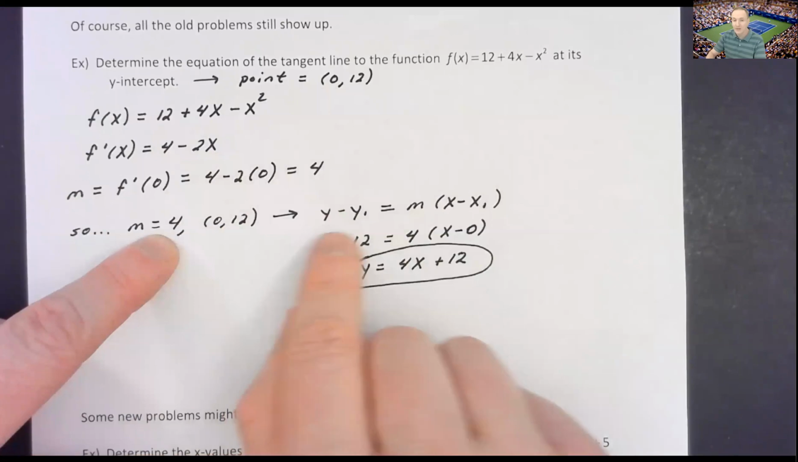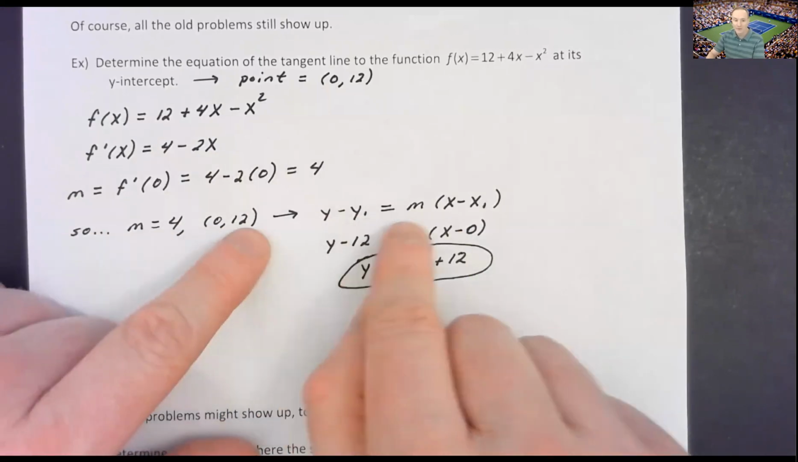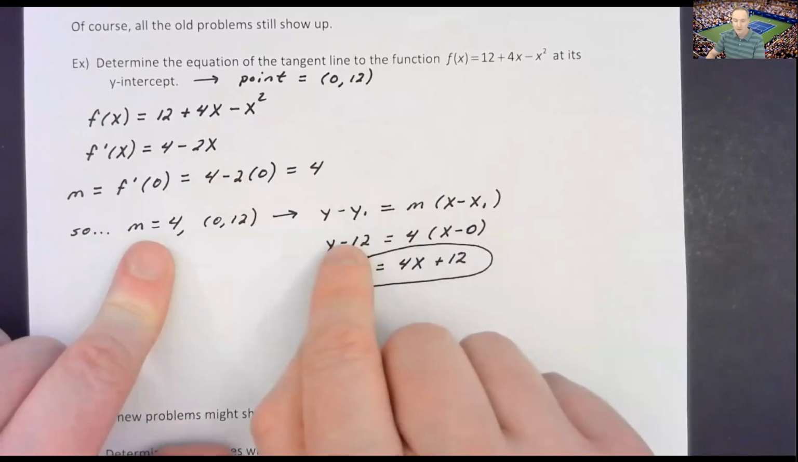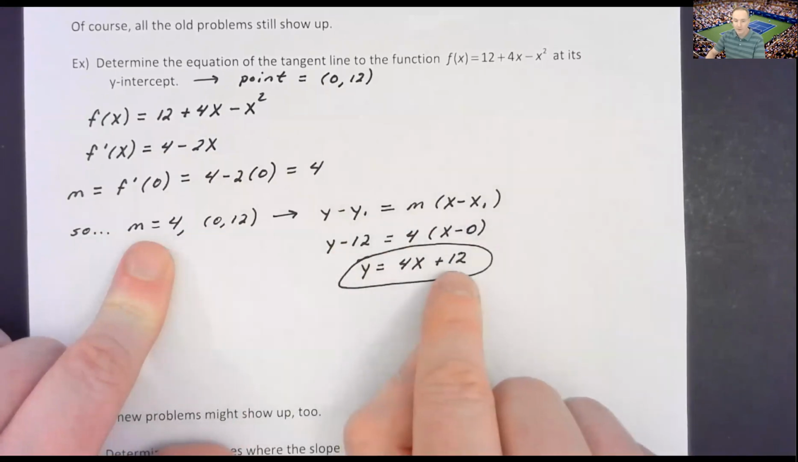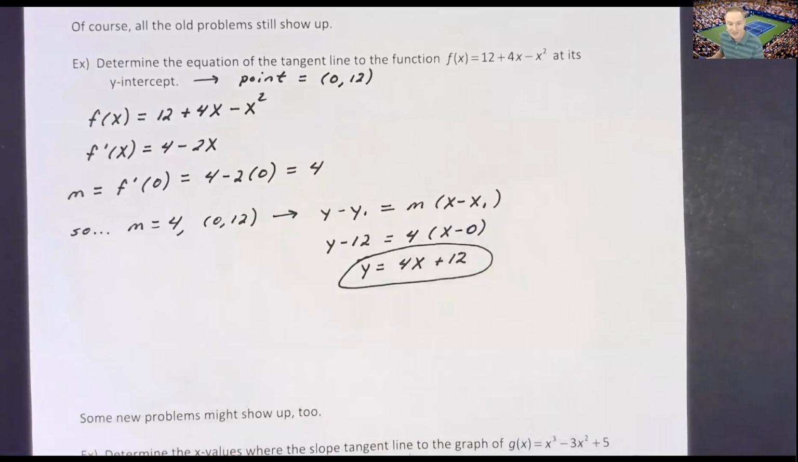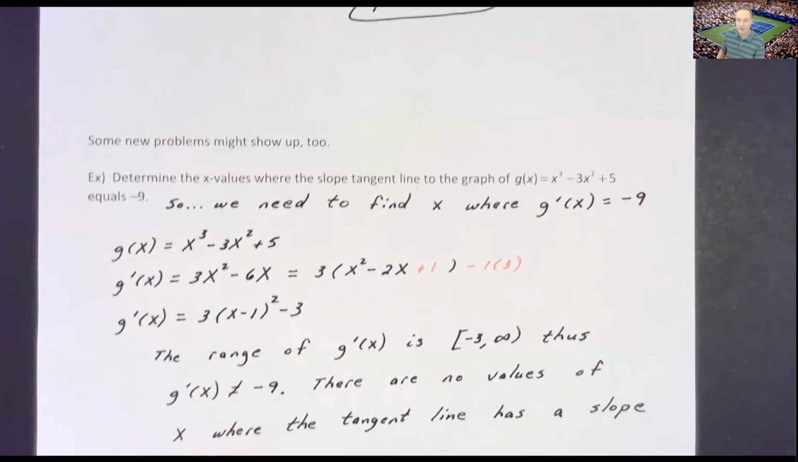I plug that information into your point slope formula, and you get y minus 12 is equal to 4 times x minus 0. That's just going to be y is equal to 4x, and then we move over the 12 for plus 12. Final answer for the equation of the tangent line to that curve at the ordered pair 0, 12. Now, I like this next problem much more so.